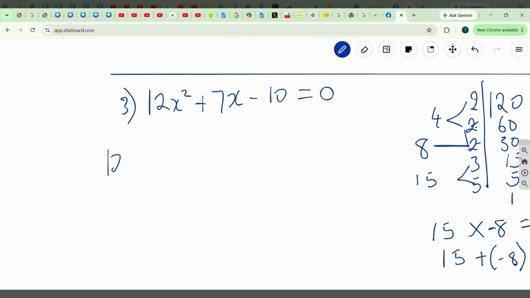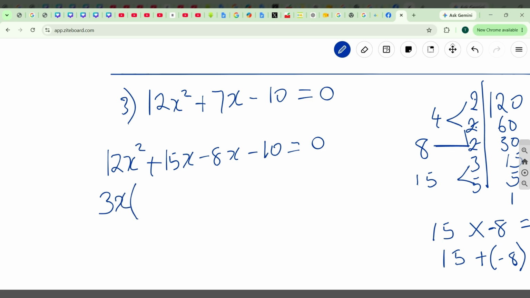So that's going to be 12x squared plus 15x minus 8x minus 10 is equal to 0. Again, I'm going to look at 12 and 15. What's common? Well, 3 is common there, so we can write out 3. x squared and x, x is common. So what's left for me to multiply with 3 to get 12? That's definitely 4. So I'm going to write 4x plus what's going to be left for me to multiply with 3 to get 15? That's 5.